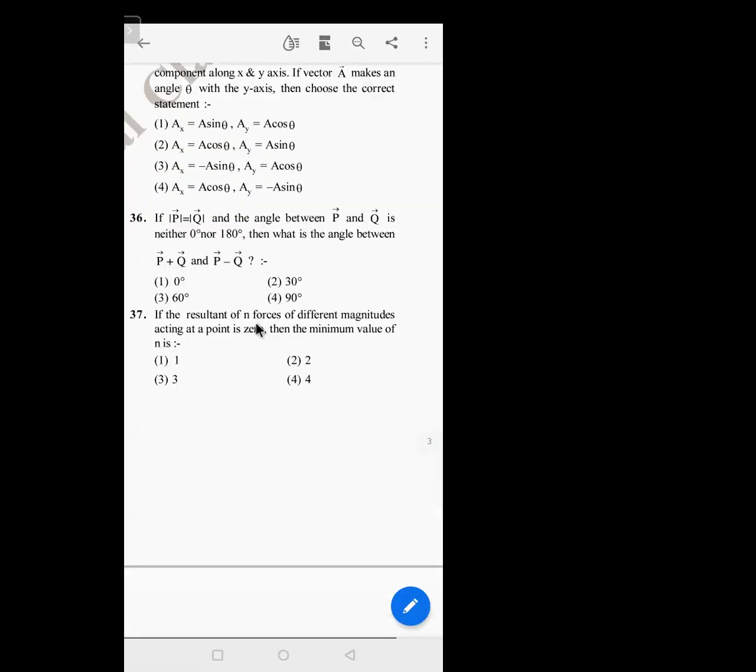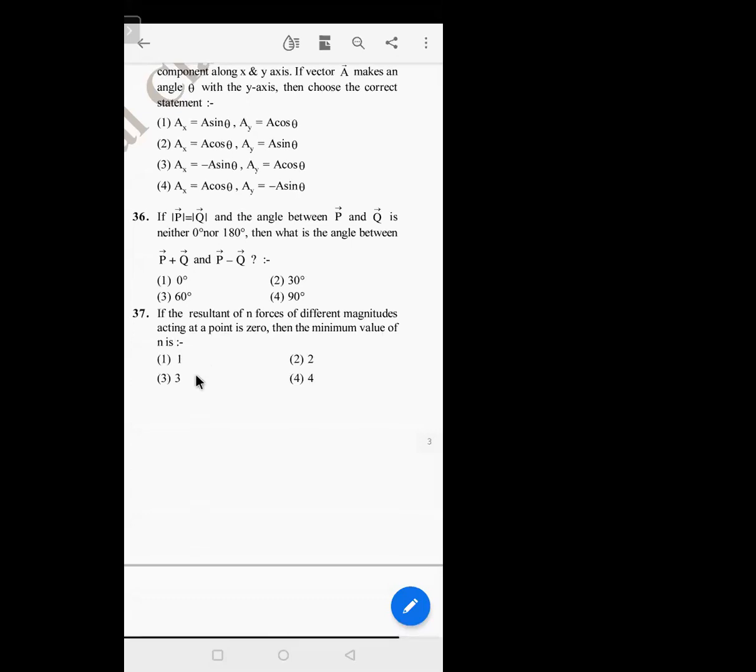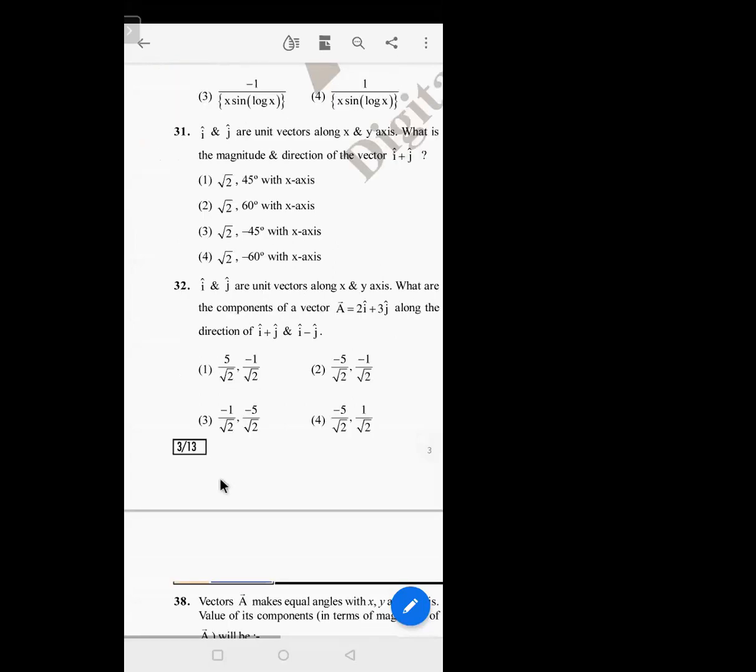If the resultant of n forces of different magnitudes acting at a point is 0, then the minimum value of n must be equal to how much? Minimum should be equal to 3 forces. Direct question. For the sum to be minimum, a plus b must be equal to minus c. So it should be 3 forces. For 37, the third option is the answer.